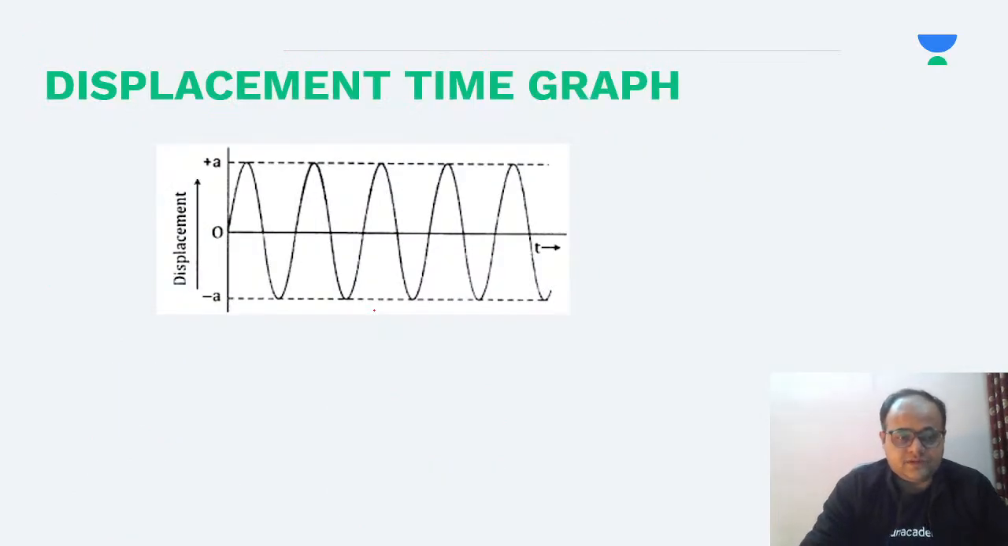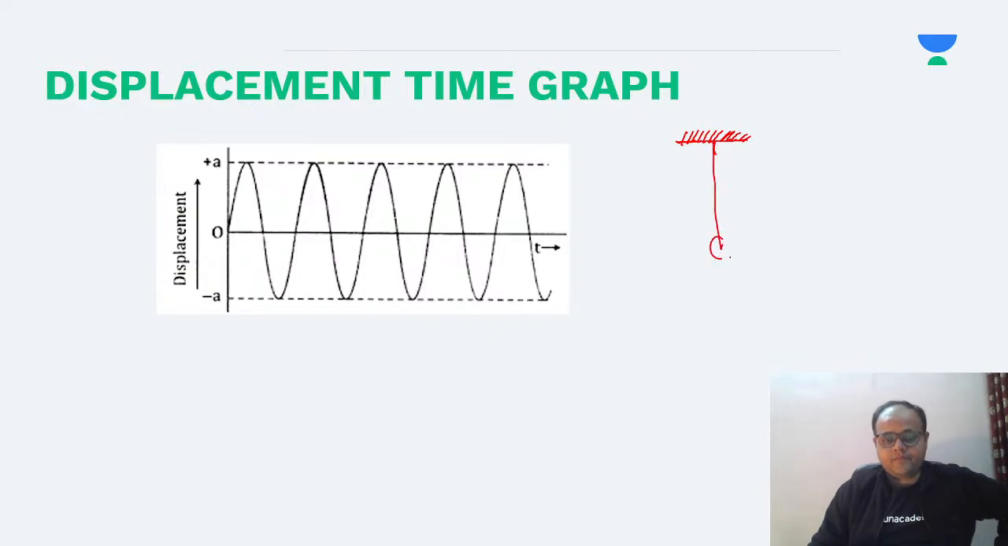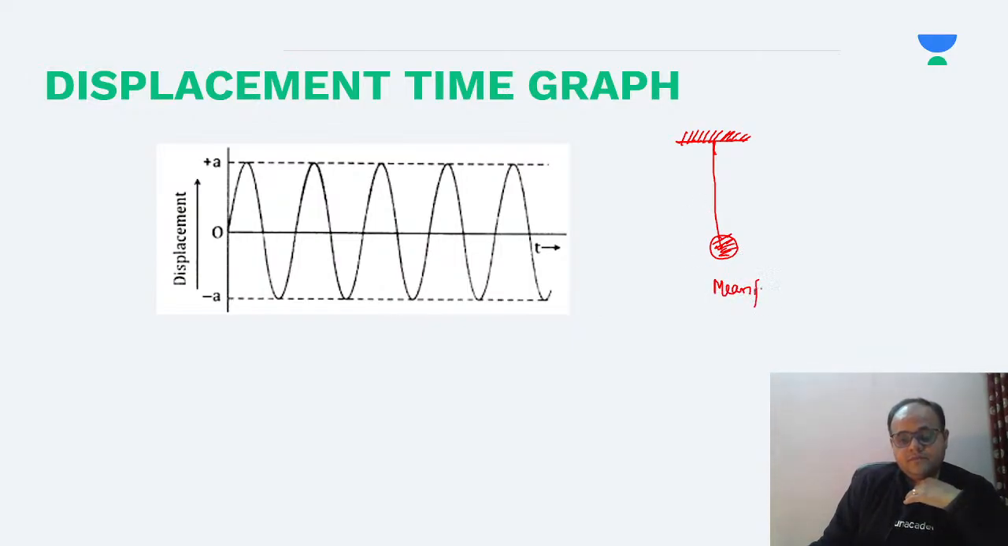Let's see the displacement time graph of the natural vibrations before we move on to the other part. What does this displacement time graph say? Let us decode the graph through a simple pendulum example. Let us suppose the body started from its mean position. This was the mean position. And see what will happen? The pendulum will move up to its extreme position.